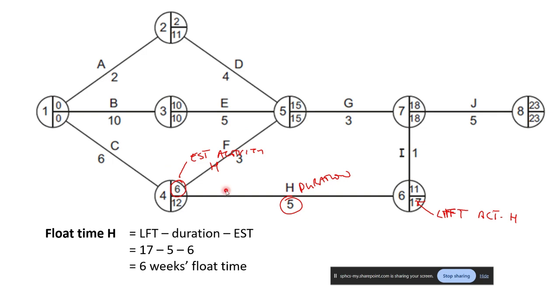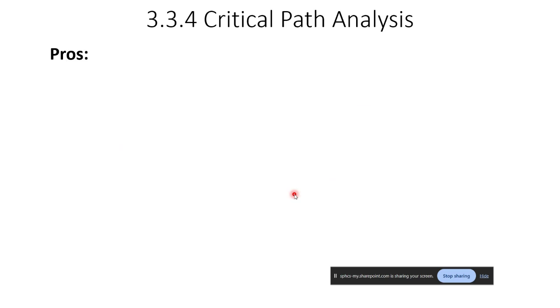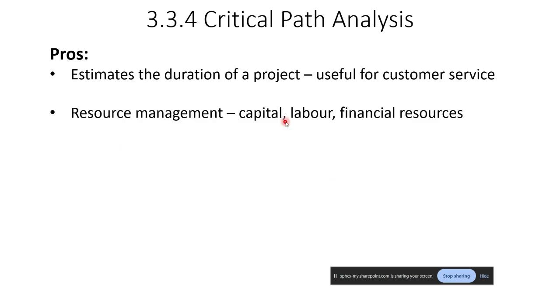If activity H was particularly expensive, I might look to delay it, right? If I've got multiple projects on, I might have labor on other sites. I might have machinery, capital elsewhere. Okay, and I might need to juggle that and move it around, right? It might be critical for another project. Activity H can be delayed, so maybe I don't need to move my stuff around. So it's great for a business trying to manage their resources.